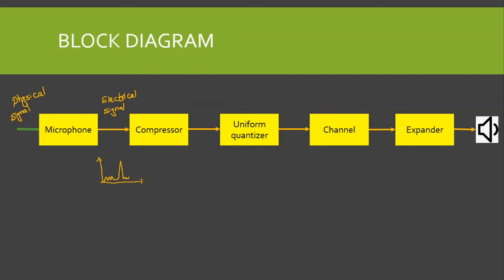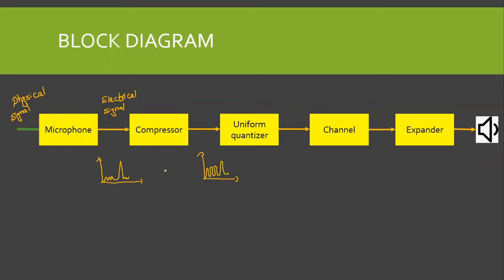Now this electrical signal is passed to the compressor. What this compressor is going to do is suppress the high amplitude components and amplify the low amplitude components. So the output of the compressor will be like this. Let me draw over here. The low amplitude components are amplified, and the high amplitude components are suppressed. So we are going to have a signal like this.